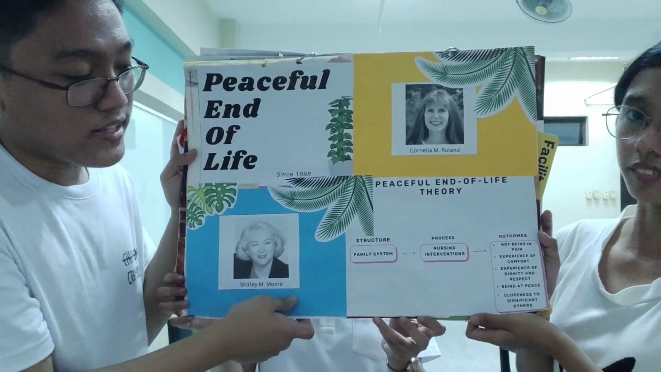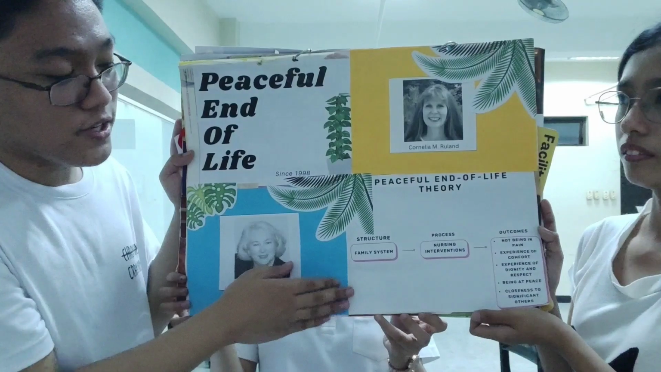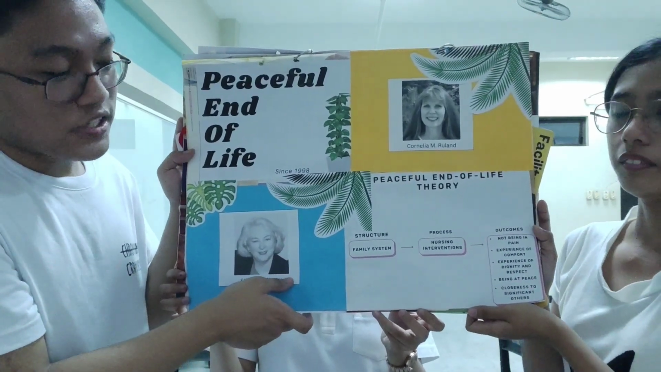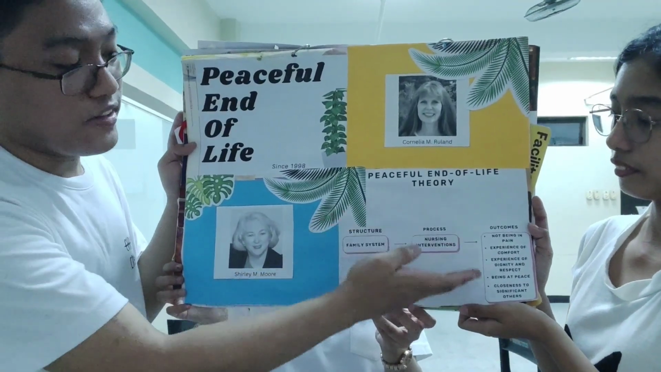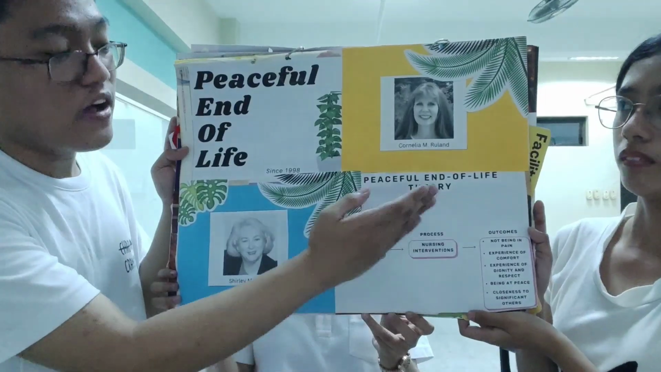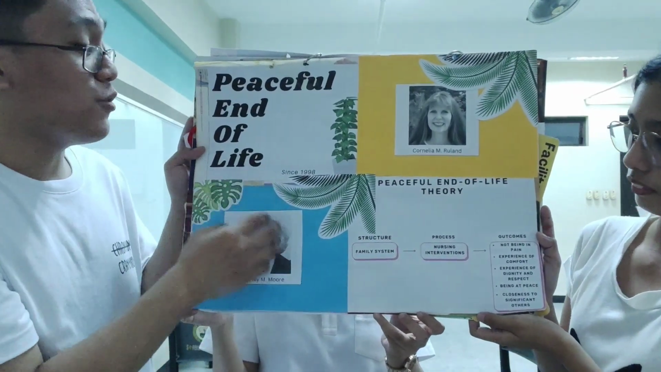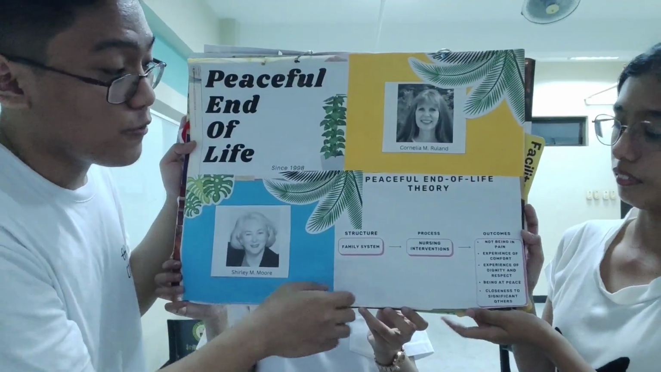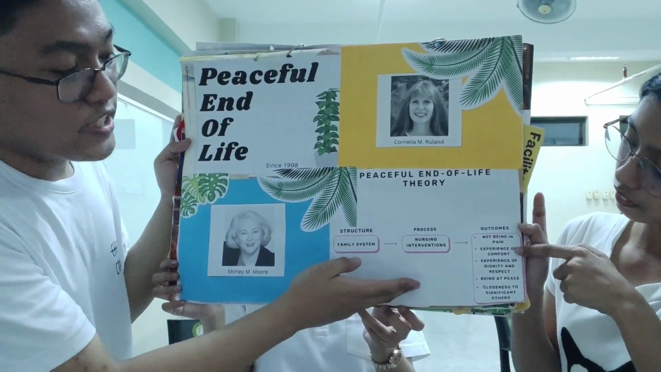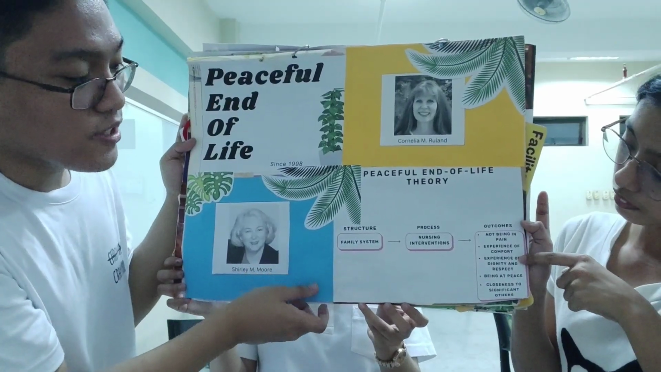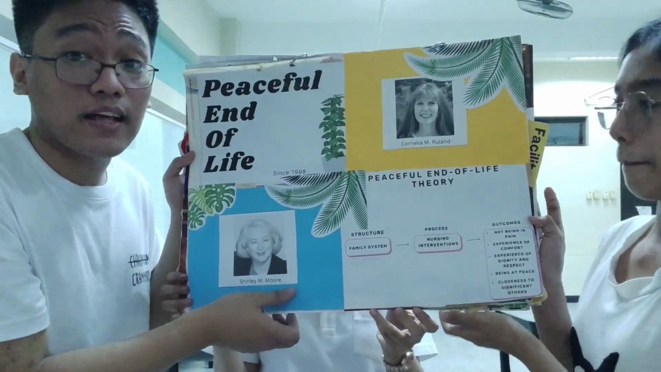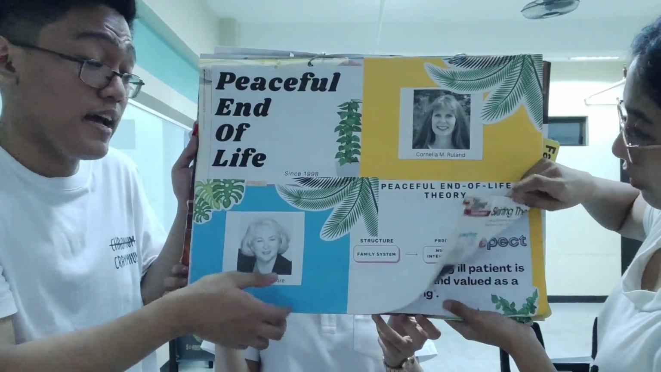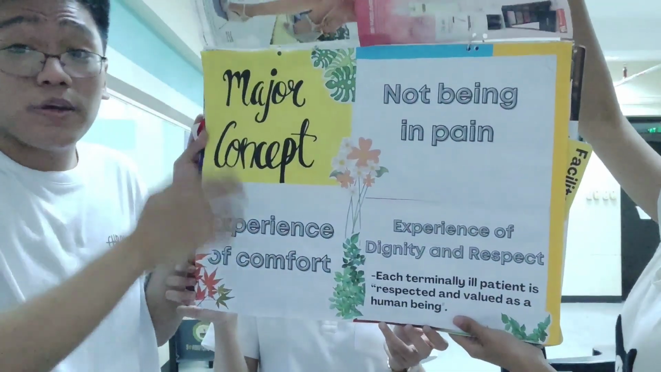The next one is the process. The process includes the nursing interventions, which are the actions that promote positive outcomes. And these positive outcomes are the 5 major concepts of the Peaceful End of Life theory. They are: not being in pain, experience of comfort, experience of dignity and respect, being at peace, and closeness to significant others. We will briefly discuss each one of these major concepts.